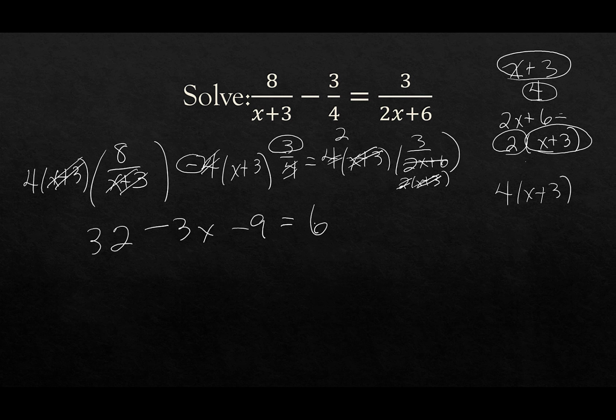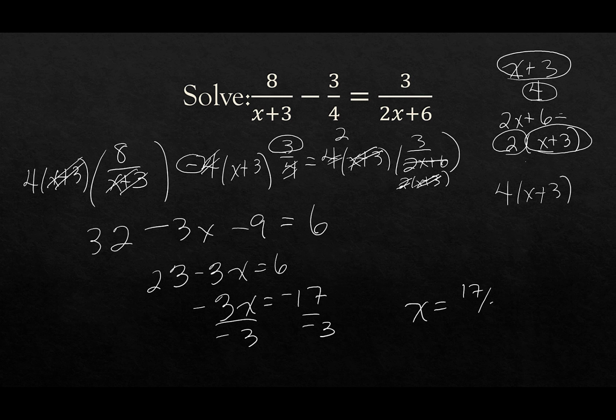Now I want to condense the left side. So 32 minus 9 is 23. Minus 3x is equal to 6. I want to bring the 23 over, so I have negative 3x. 6 minus 23 is negative 17. Then I divide by negative 3 on both sides. I get x is equal to 17 over 3.